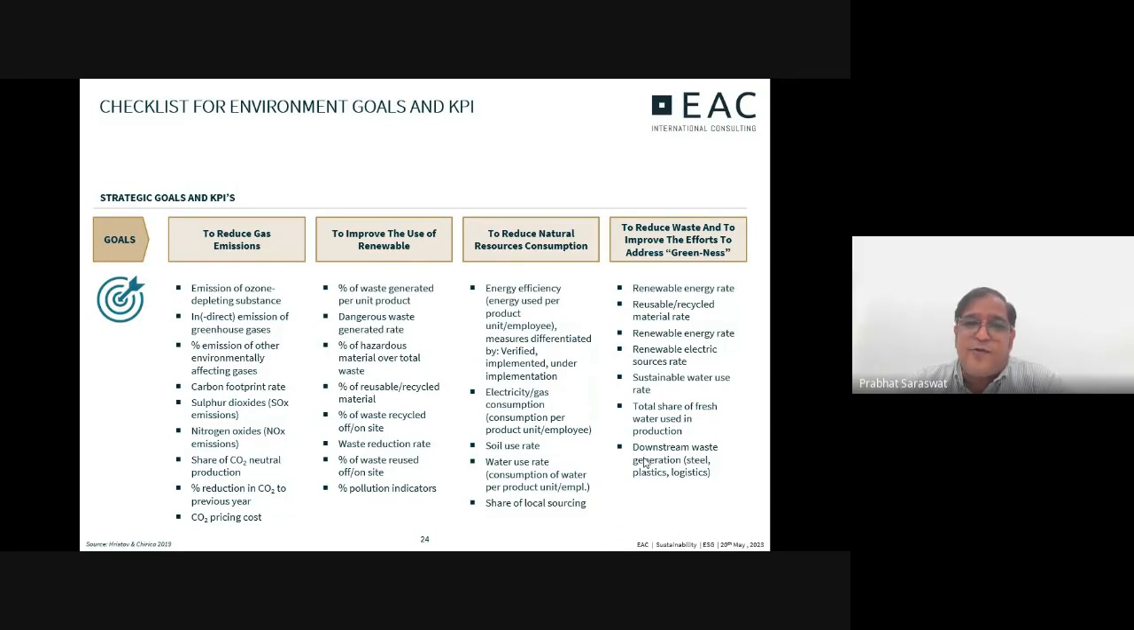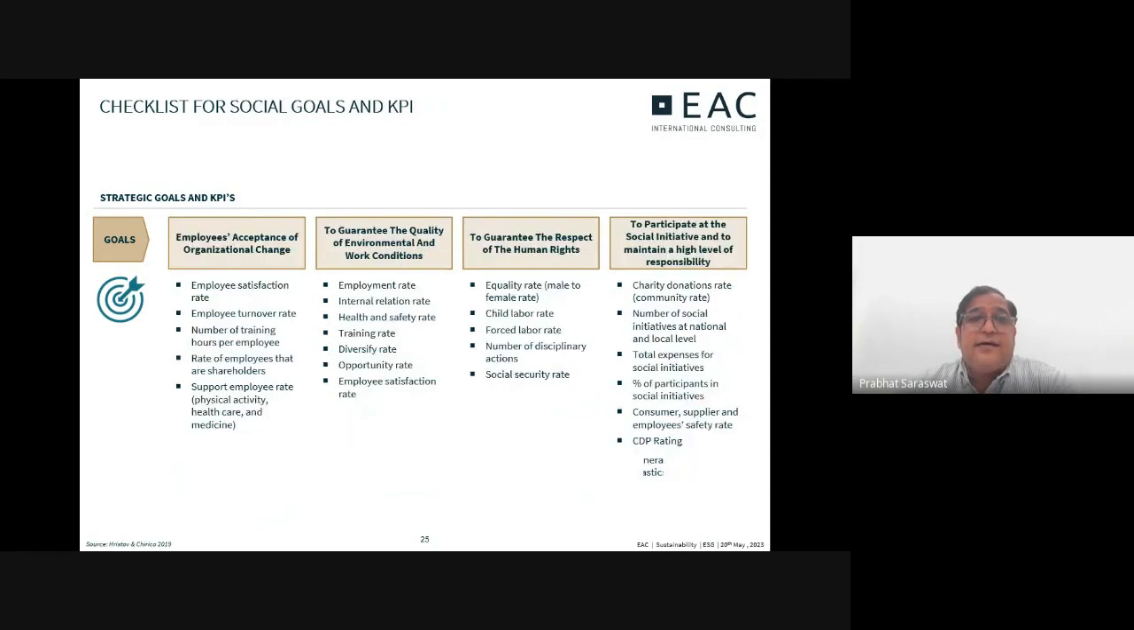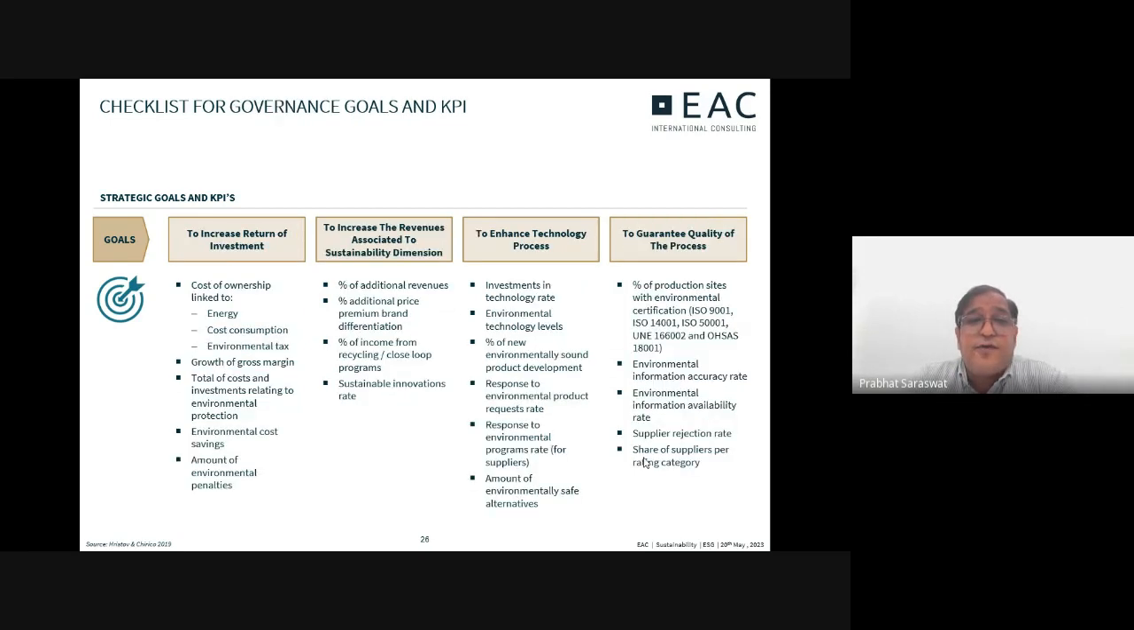It depends on the company, on the type of operations and activities in the business. So it depends on that. Like in the social pillar also, we can make some of our KPIs: employees accepting organizational changes, to guarantee the quality of environment and work conditions, to guarantee the respect of human rights, to participate in social initiatives, and to maintain a high level of responsibility. So these are the KPIs we can fix under the social pillar of ESG.